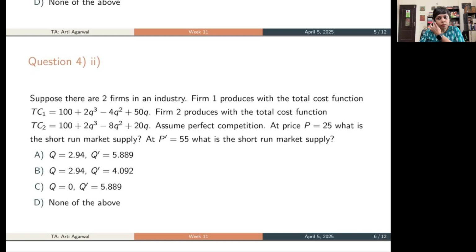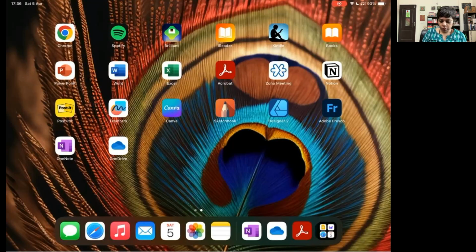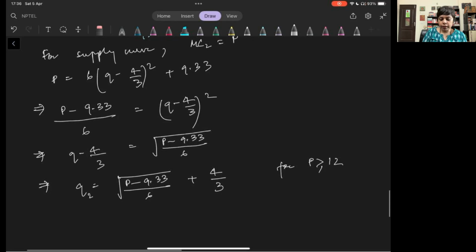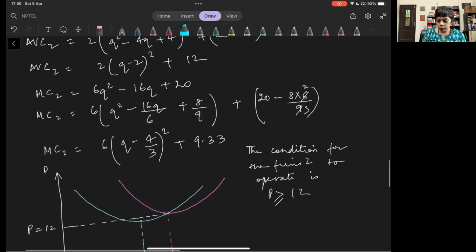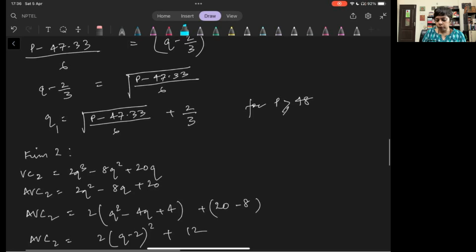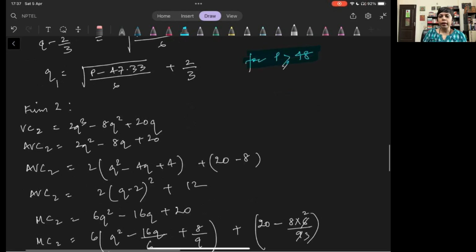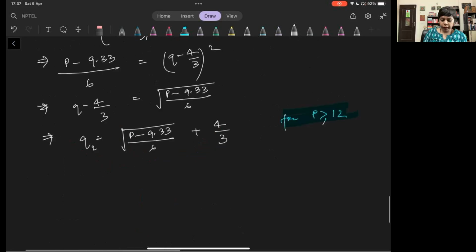Okay, so let's see what happens when P is 25 and 55. Now at P equal to 25, which firm is going to be operating in our case? For firm 2, the condition for operation is P greater than or equal to 12, and for firm 1, the condition for operation is P greater than or equal to 48. So that means at P equal to 25, only firm 2 is going to be functioning, right?